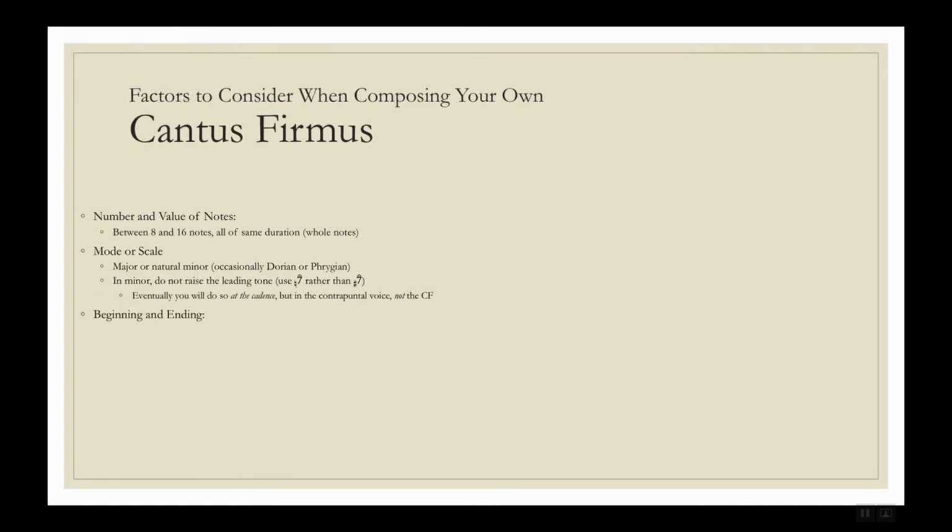Beginning and the end of your Cantus Firmus melody. You're going to begin the Cantus Firmus on the tonic, scale degree 1. You're going to end the Cantus Firmus by descending stepwise to the tonic, usually going 3-2-1. If you were in major, it would be mi, re, do. If you were in minor, it would be do, ti, la. Otherwise, if it's not 3-2-1, then it's just 2-1, so re, do, or ti, la.